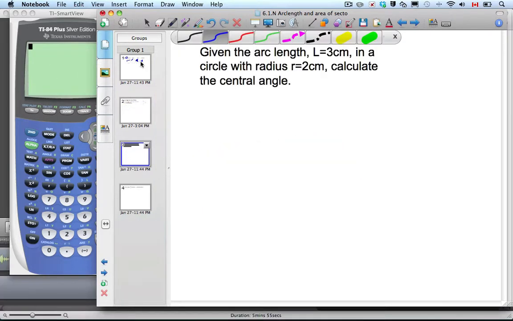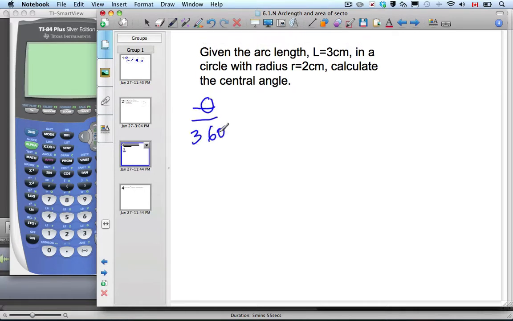Hi there, it's Mrs. Flynn and Mr. Robs, and we're here to continue with another example. Given arc length L is 3 centimeters in our circle with a radius of 2 centimeters, calculate the central angle. From before, if we look at part to whole, it's theta compared to 360, and L, the arc length, over the circumference, 2 pi r. All we have to do is substitute in our values.